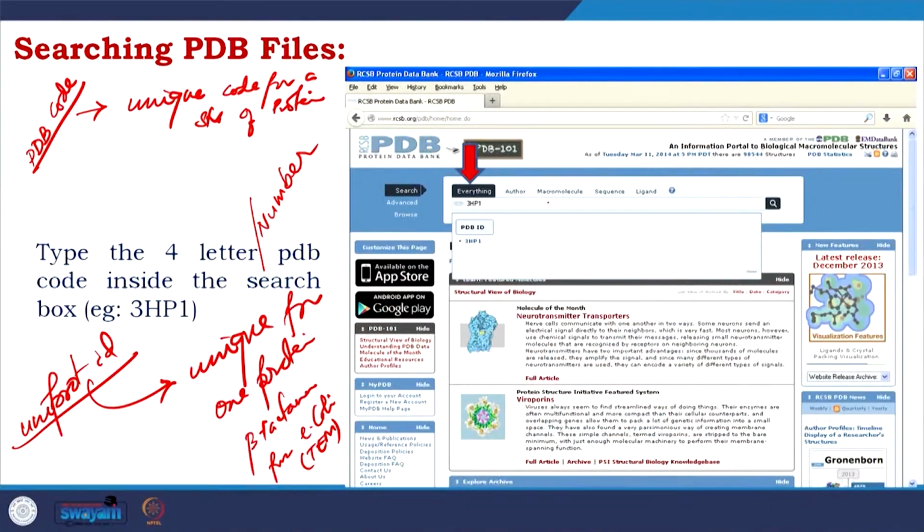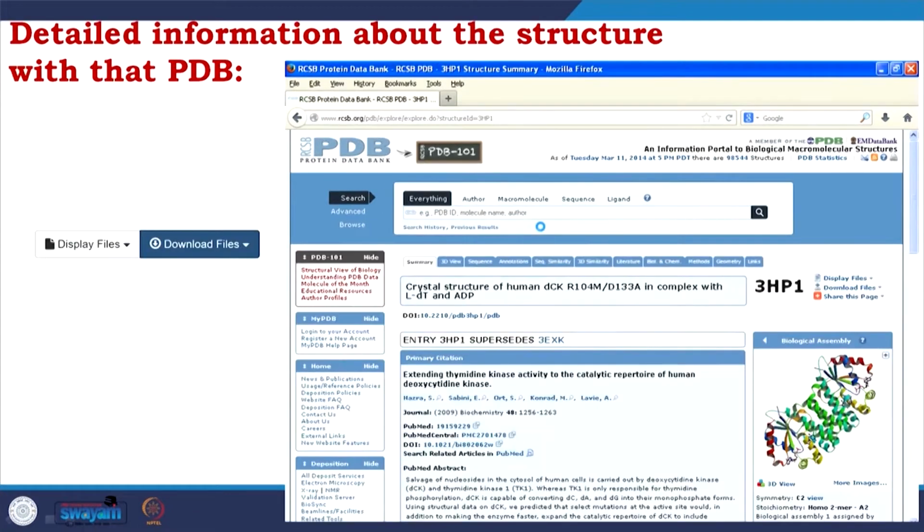So, here you put the PDB ID. I have given a search for 3HP1 and you will come to the information. This is the crystal structure of human DCK R104M, which is the information of a mutant, D133A, another mutant, in complex with LDT, meaning L-deoxythymidine, and ADP, adenosine diphosphate.